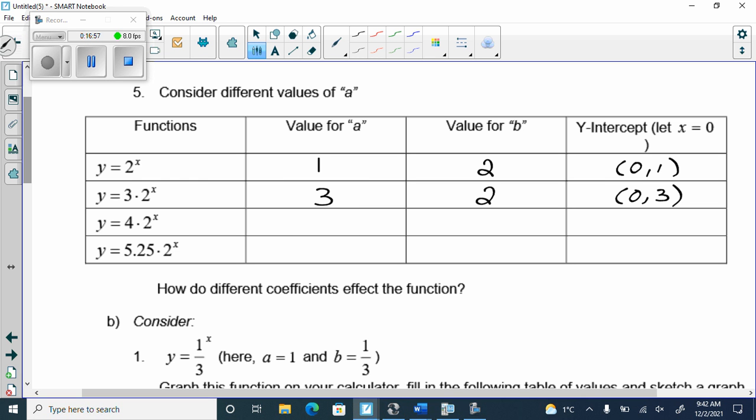Because it's actually a vertical stretch, and your graph without a vertical stretch, or when your y is 1, would be (0, 1). So now my A is 4, which is a vertical stretch of 4. My B is still 2. My (0, 1) is now going to become (0, 4), because I'm multiplying my y's by 4. And then this one's 5.25, still 2, still doubling. Every single one of these is doubling. That's not changing. But my y-intercept is changing because I'm multiplying my y by 5.25.